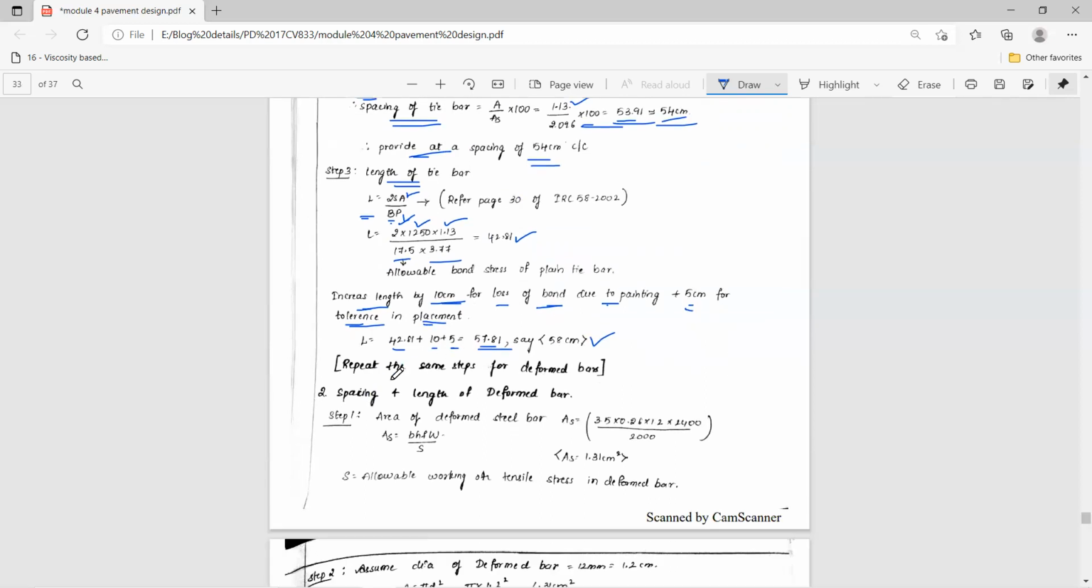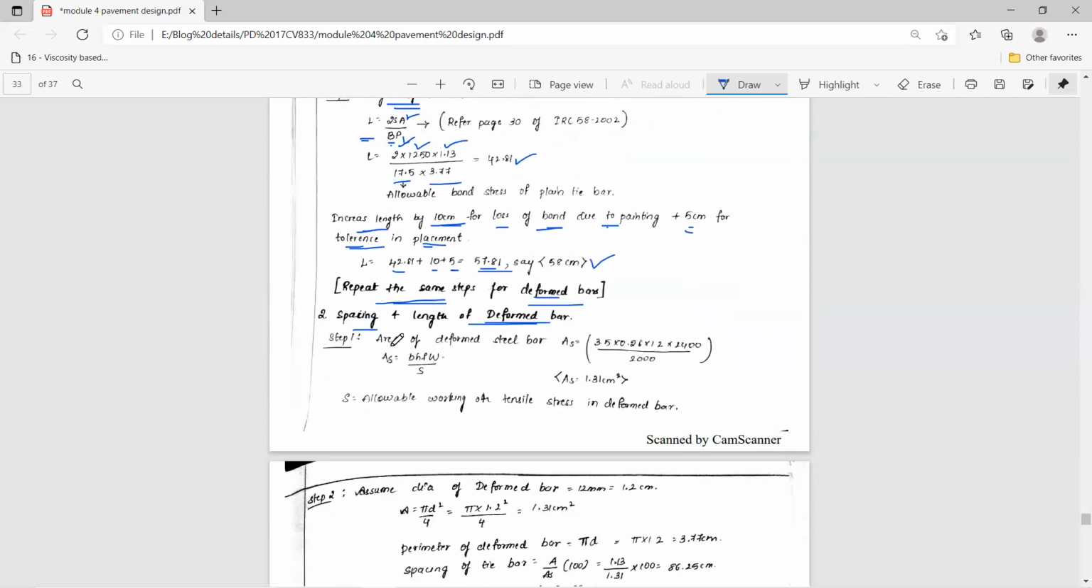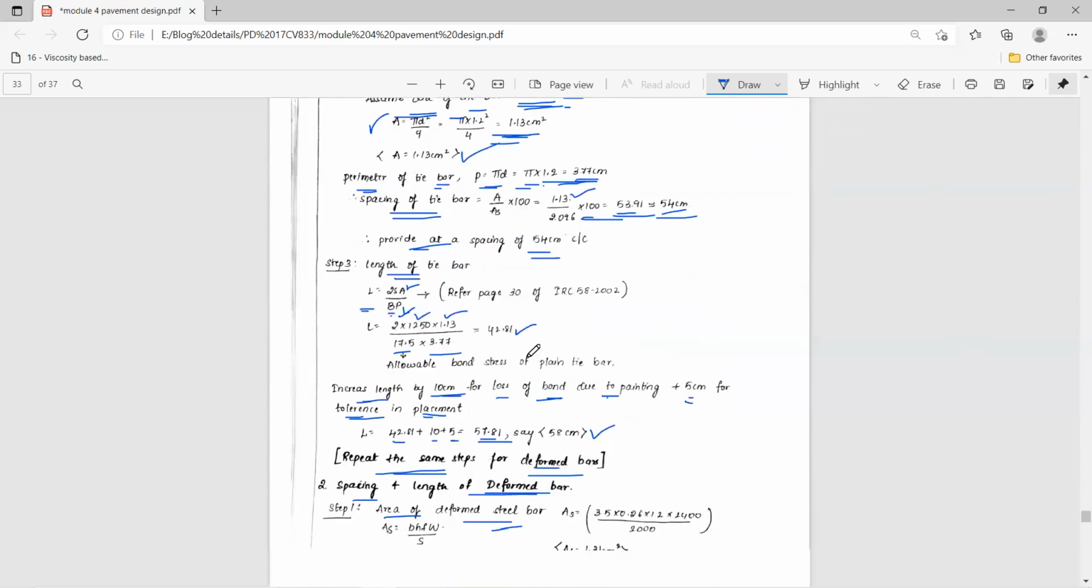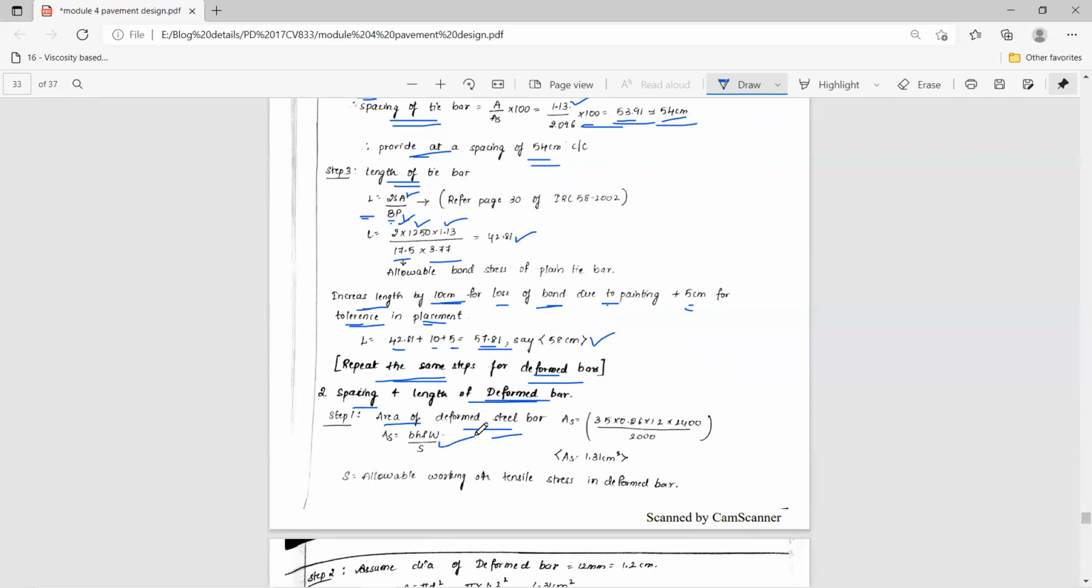Now you have to repeat the same steps for the deformed bar, spacing and the length of deformed bar. I already said the meaning of deformed bar. If the steel bar has certain projections on its surface, then we can say it is a deformed bar. Now for the area of the deformed bar, you can use the same formula, B H F W divided by S.